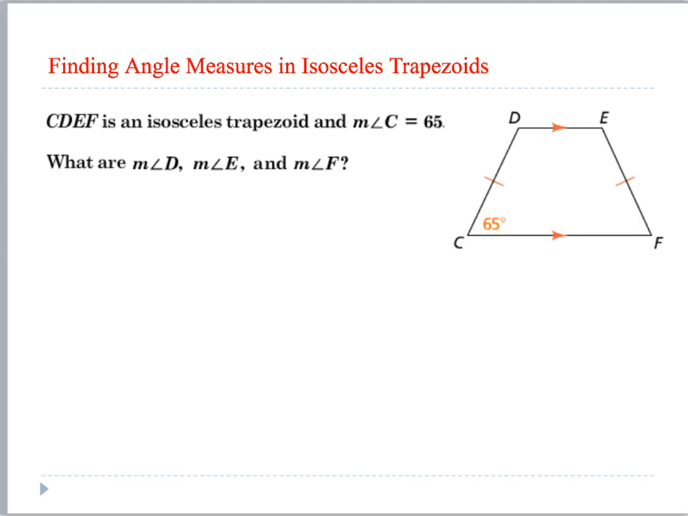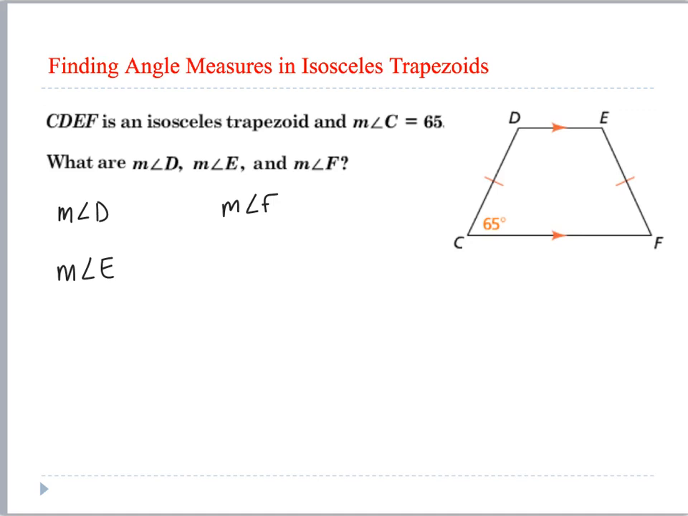Okay, so now we can use these ideas to solve some problems here, to find some missing angle measures or some missing side lengths. In this case, we're finding some missing angle measures. All right, we see that angle C here is 65 degrees. We want to find what is the measure of angle D, E, and F. So measure angle D, measure angle E, and the measure of angle F.